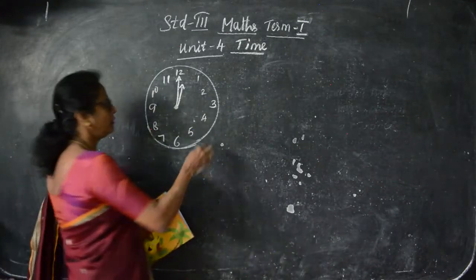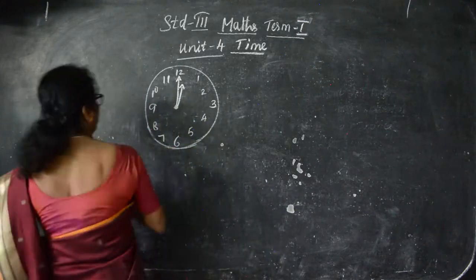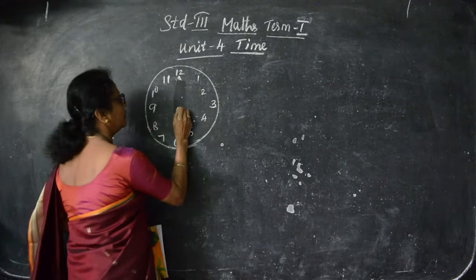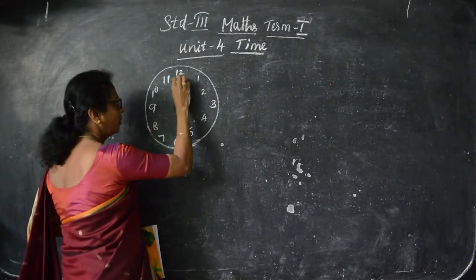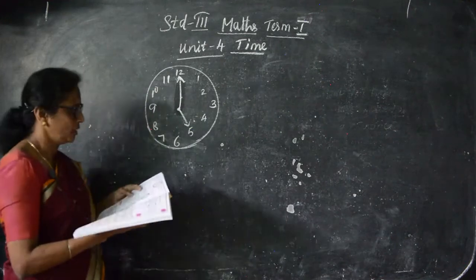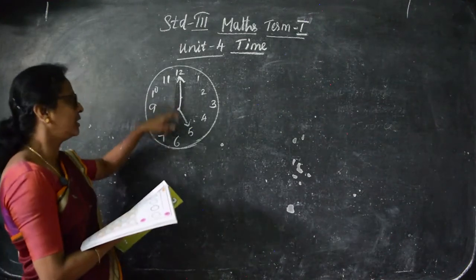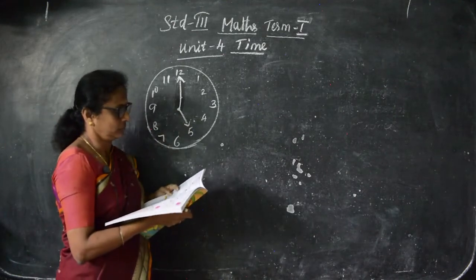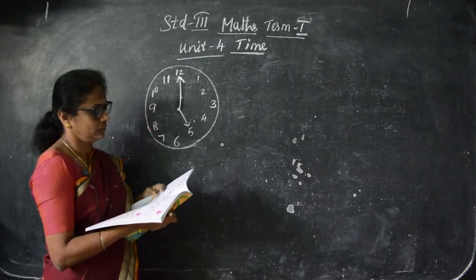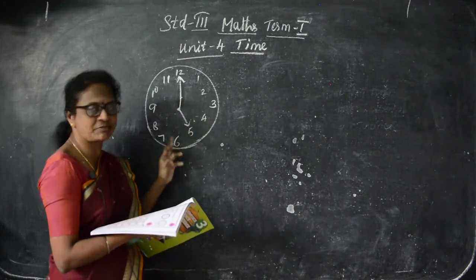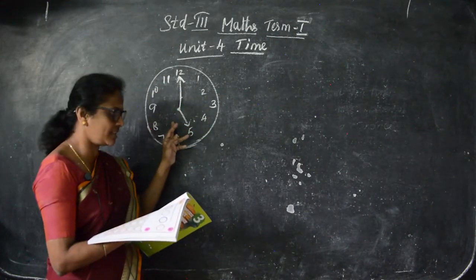So now how to draw 5 o'clock? Suppose I am drawing 5 o'clock. Drawing 5 o'clock means what to do? You have to put the long hand at 12 and the short hand at 5. So the minute hand and the hour hand. So 1 hour, 2 hours, 3 hours, 4 hours, 5 hours, 6 hours. This is the hour hand.